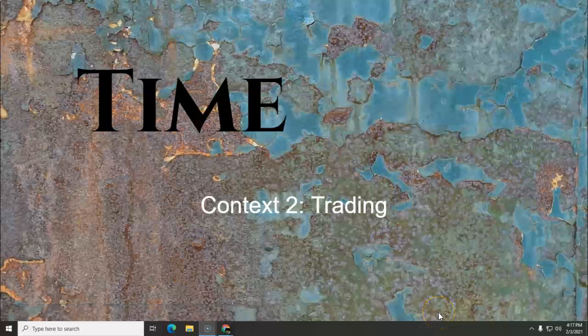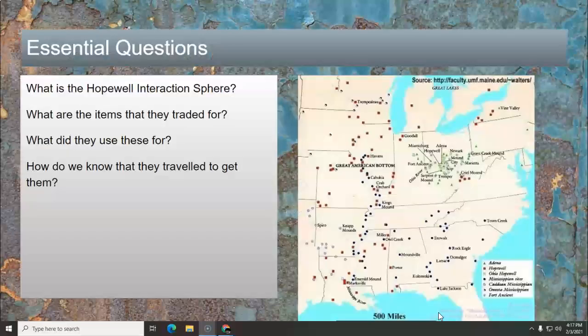Hello, class. Today we are doing the second part of the context for the time cycle, and we are going to talk about trading. Our essential questions are: what is the Hopewell interaction sphere? What items did they trade for or collect? What did they use them for? And how do we know that they traveled to get them?